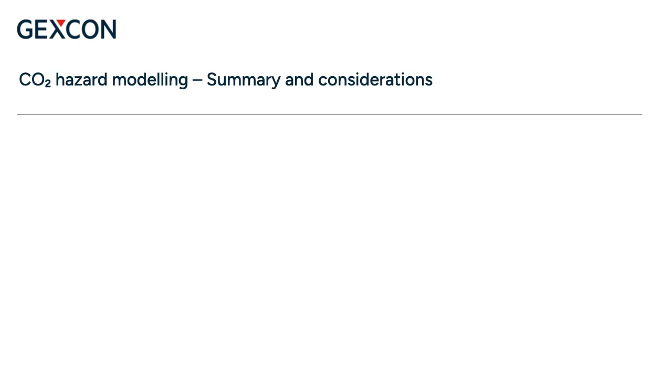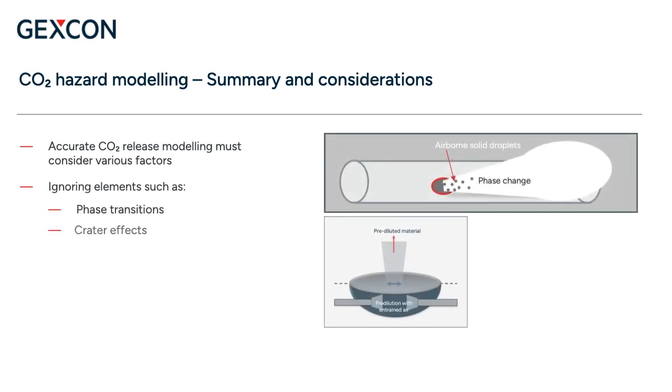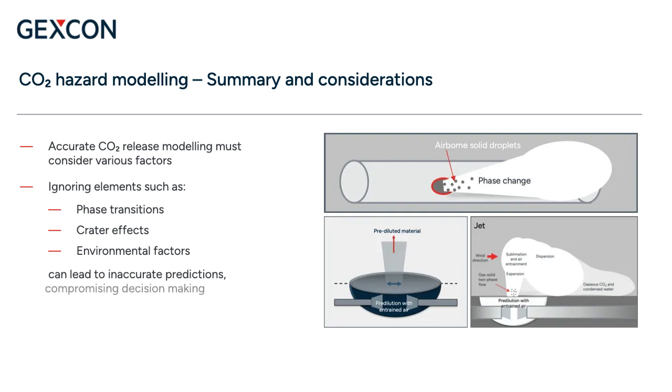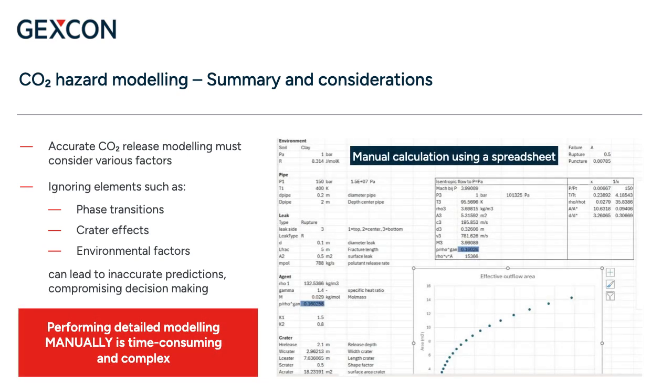Now that we have identified these challenges, it's clear that accurate modeling of CO2 releases requires careful consideration of all of these factors. Ignoring elements like phase transitions, crater effects, or environmental conditions can result in inaccurate predictions, compromising safety decision-making. However, performing this level of detailed modeling manually is both time-consuming and complex.